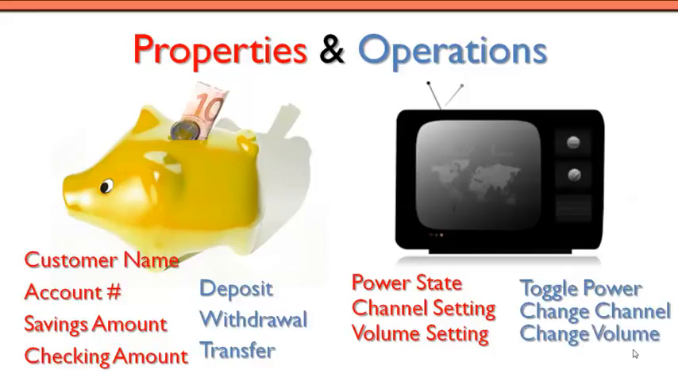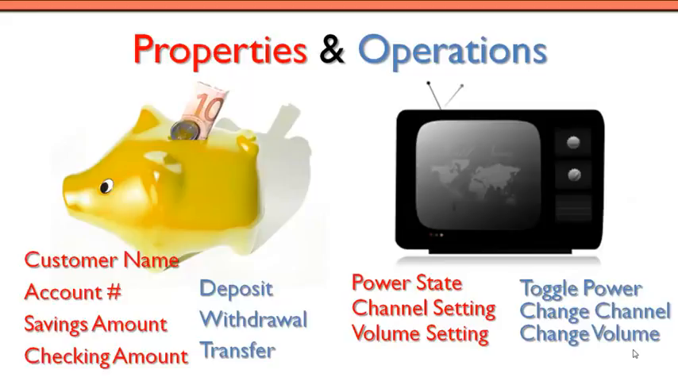Also changing the volume, so being able to change the volume going up and down. So these would be specific operations that we could associate with a television set. So if we think about trying to translate these concepts of properties and operations into something in C++, we can start thinking about variables and functions.